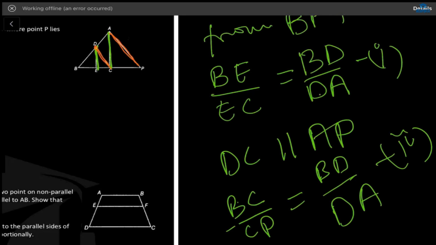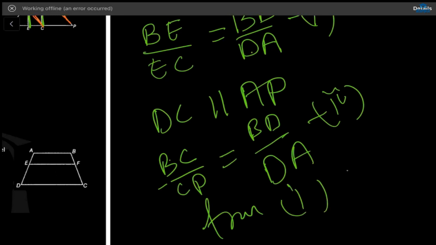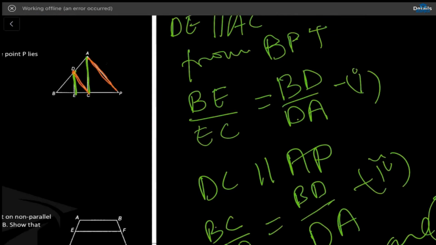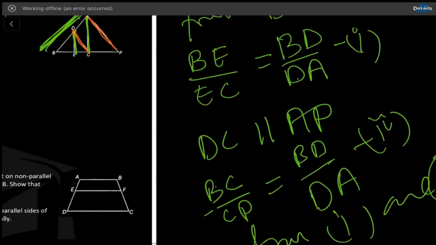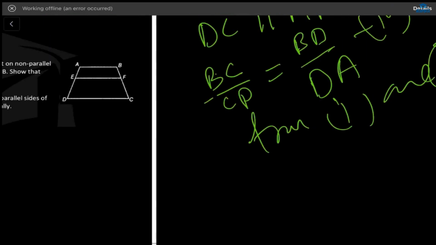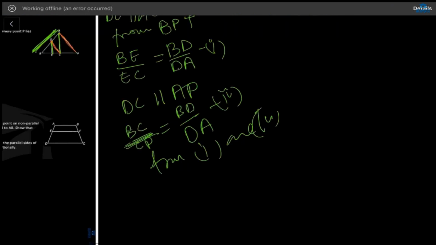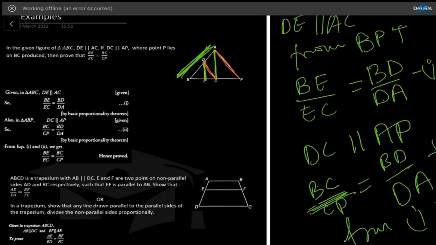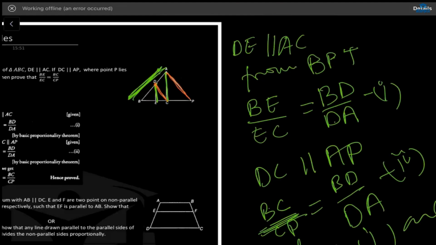From equations first and second, you can see that this side is common in both. When you are taking the triangle BAC and when you are taking the triangle BAP, in both the triangles this BA is common. You can see BD by DA and BD by DA. So from both the equations, what you got? That BE by EC is equal to BC by CP. This is the thing that was asked, so here you have the proof.